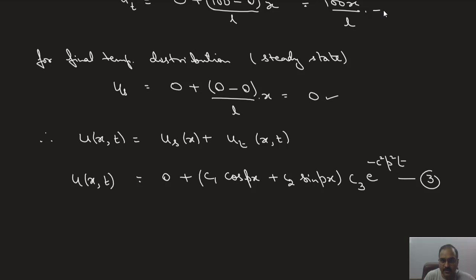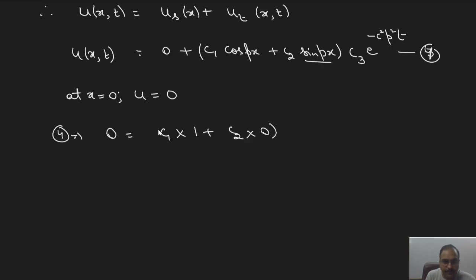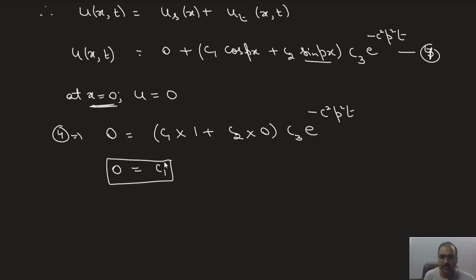Well, I'll take this one as 3rd and this one as 4th. Now when we are at end A, that means at x is equal to 0, the temperature function U was 0, so equation number 4 will reduce to 0 is equal to C1 cos 0 plus C2 sine 0, which will be 0, into C3 e raised to power minus c square p square t. Since we are working on the position of x, t is independent right now, so 0 is equal to C1. So we get the first constant C1 as 0.